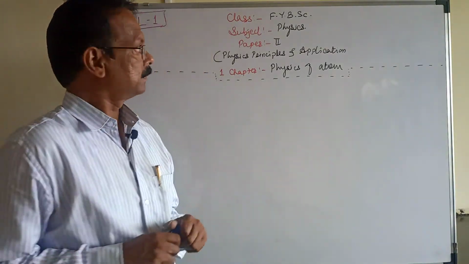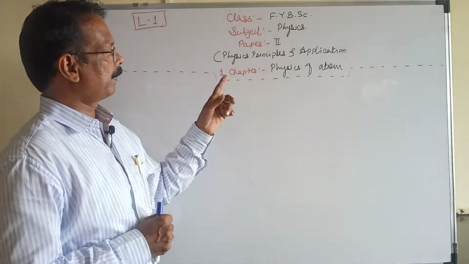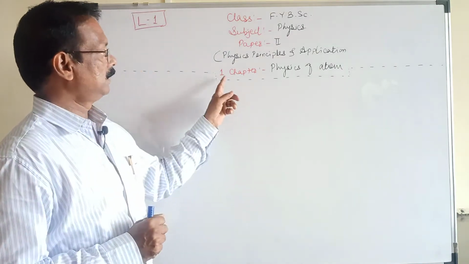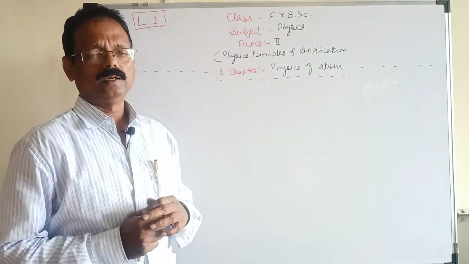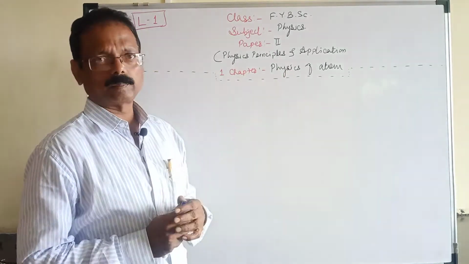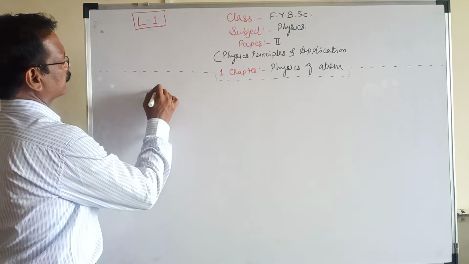Good morning, everybody. This is the first lecture of FSc, subject physics, paper 2, physics principles and application. This is chapter one, physics of the atom. Here we have to see some articles from the first chapter. First we have to see what the electron orbit is.